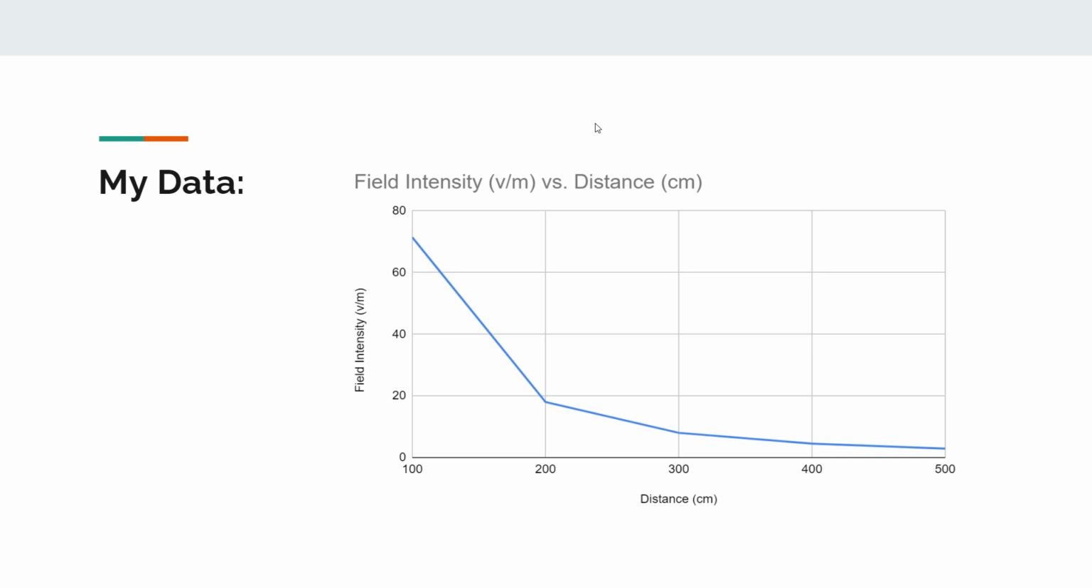But in the beginning, I also found that the intensity of the field decreases more sharply, and then as the distance increases further and further, the field decreases slower and slower. So it's kind of an exponential relationship where as soon as the distance starts to increase, the field rapidly decreases, and then the more the distance increases, the less it matters to the field's intensity.